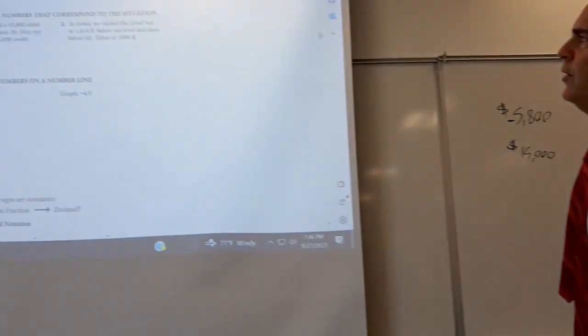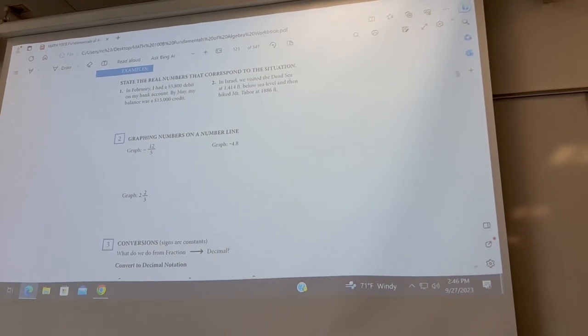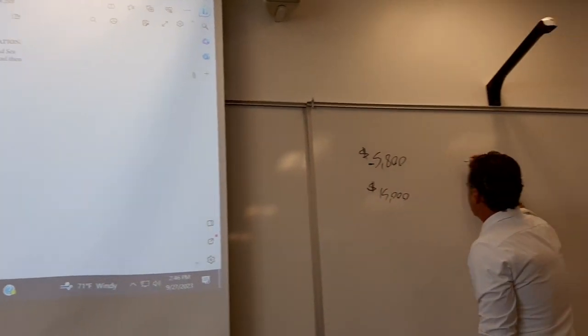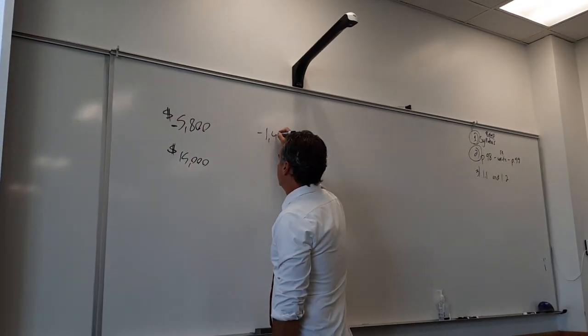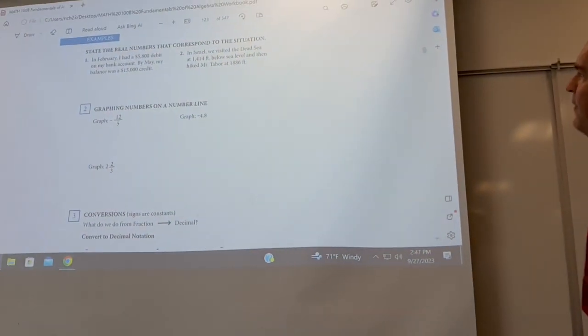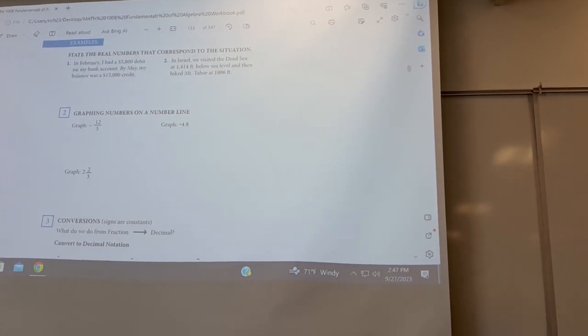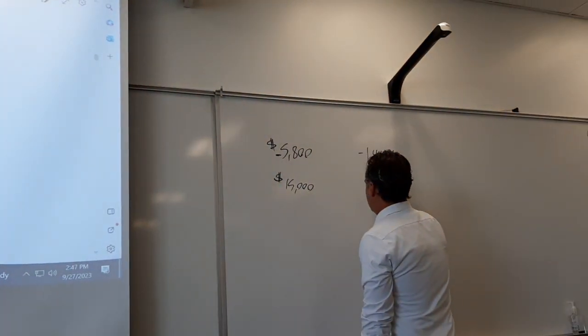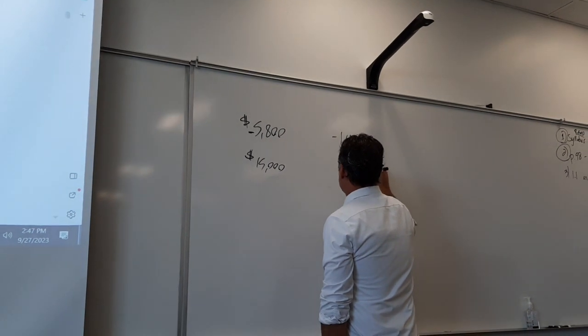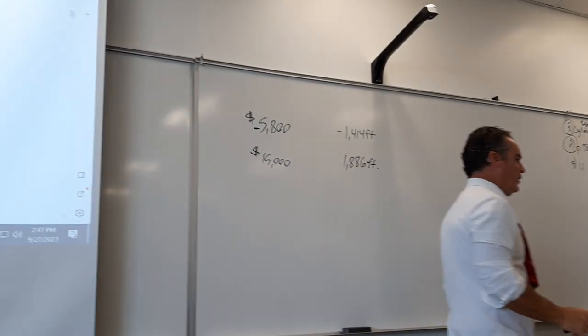In Israel, we visited the Dead Sea at 1,414 feet below sea level. What's that going to be? Negative 1,414 feet. Okay? And then hiked Mount Tabor at 1,886 feet. So that's going to be what? It's just positive 1,886 feet. Pretty easy, pretty simple stuff. Cool? Okay, let's go to our next one.